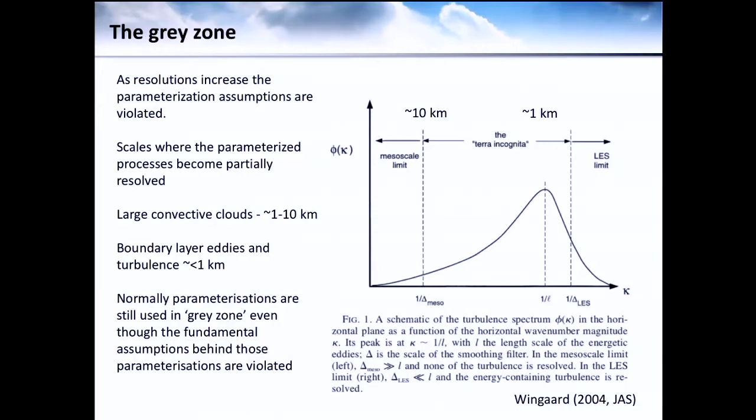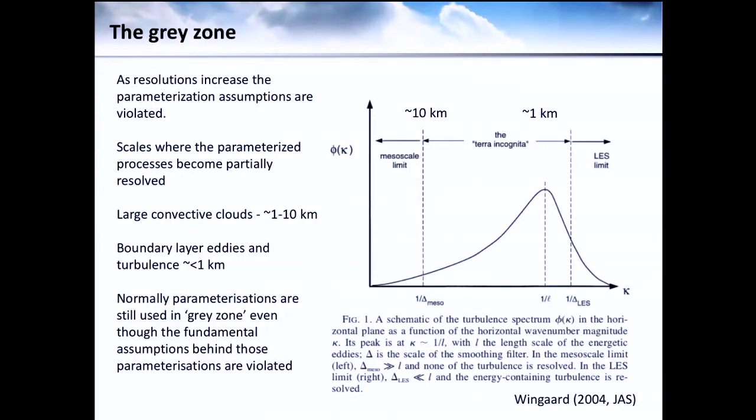So you think about the resolution, as resolutions increase, the parameterization assumptions are violated. So as the scales where the parameterized process become partially resolved, we have this problem, right? We don't know what to do. We're partially resolving our processes. Do we stop parameterizing them or do we keep parameterizing them?